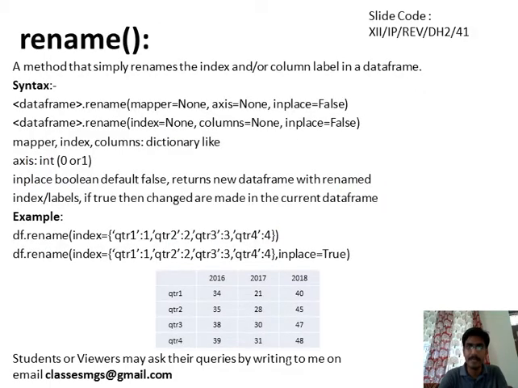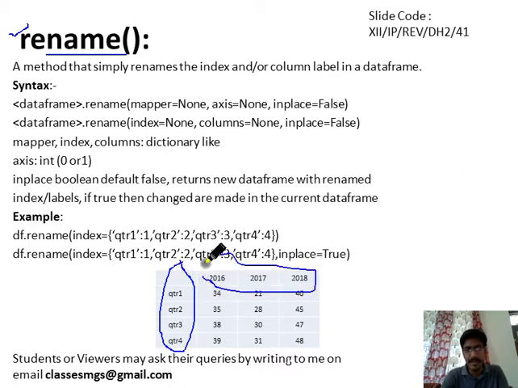Now we will see another important concept, the rename function. The rename function, as the name suggests, will rename the index or column index. It may be used for renaming the column index or row index. Let me show you how it helps in renaming. It has two syntaxes, df dot rename.